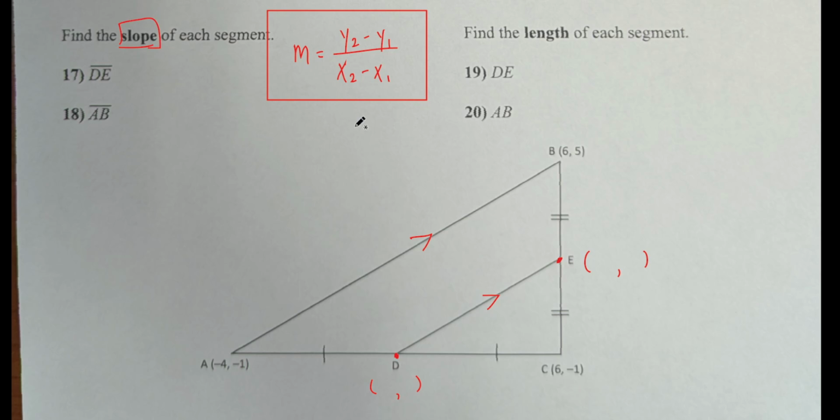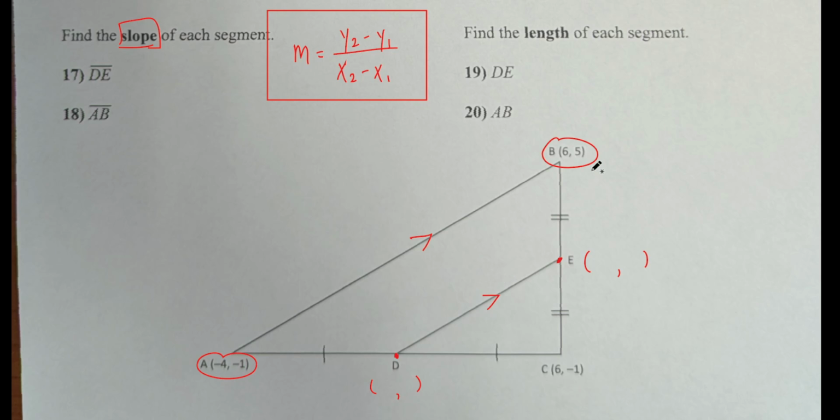If two lines are parallel, look, that's slanted the exact same way that that's slanted. So what's true about the slope? They're exactly the same. So if I can find the slope of AB, because they give me the points for AB, then what's the slope of DE? It's the same thing. All right, so let's do that.